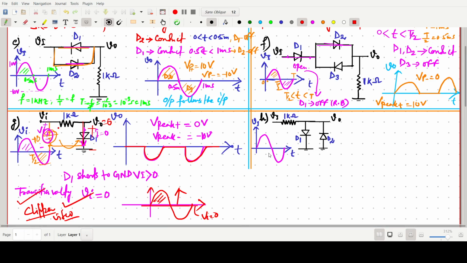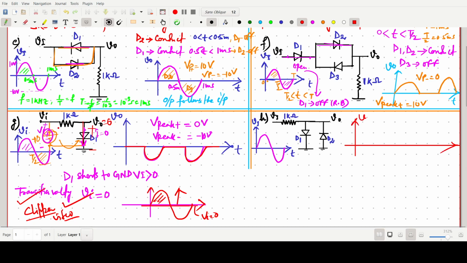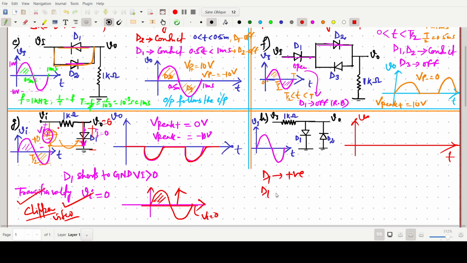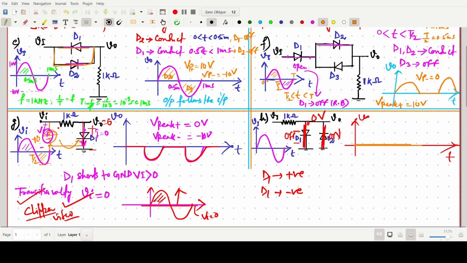Now another question. In this question, what we have to do? Again, we have to draw the output response, V naught versus T. Now, for either half, D1 will conduct for the positive half and the other diode for the negative half. When D1 conducts, this value will be 0 volt. For the negative half, it is on, so again it is connected to 0 volt. So every time the response will be 0 volt.